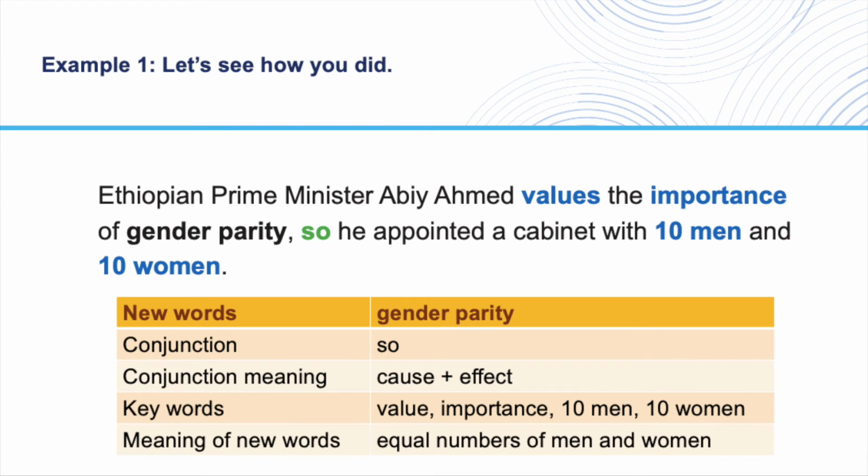Let's look at the example again. The coordinating conjunction is so. It shows cause and effect. There are other keywords in the sentence as well. Value, importance, 10 men and 10 women. Can you guess that gender parity means equal numbers of men and women?